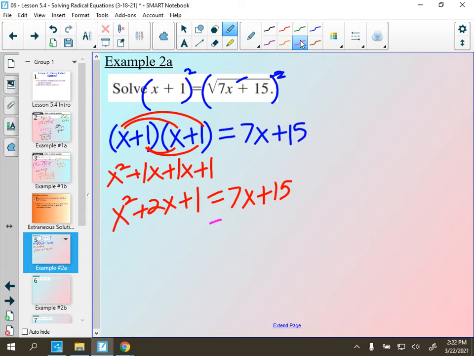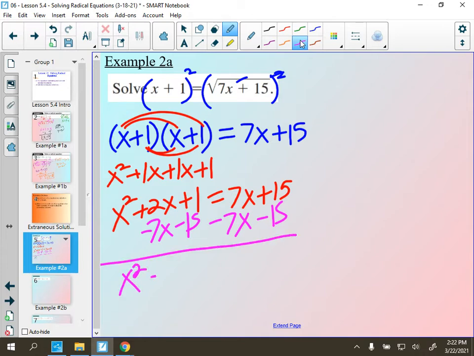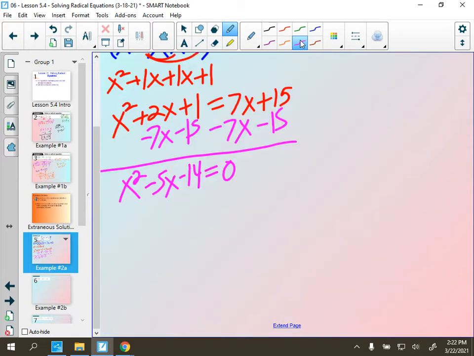I'm going to bring everything to the left side. So hopefully as I get into it here, you say, oh yeah, I've seen this. I remember this. We've spent chapters solving equations like this. This is a quadratic, x squared minus 5x minus 14 equals 0, right? So I'm going to try to factor this. We could use the quadratic formula too.